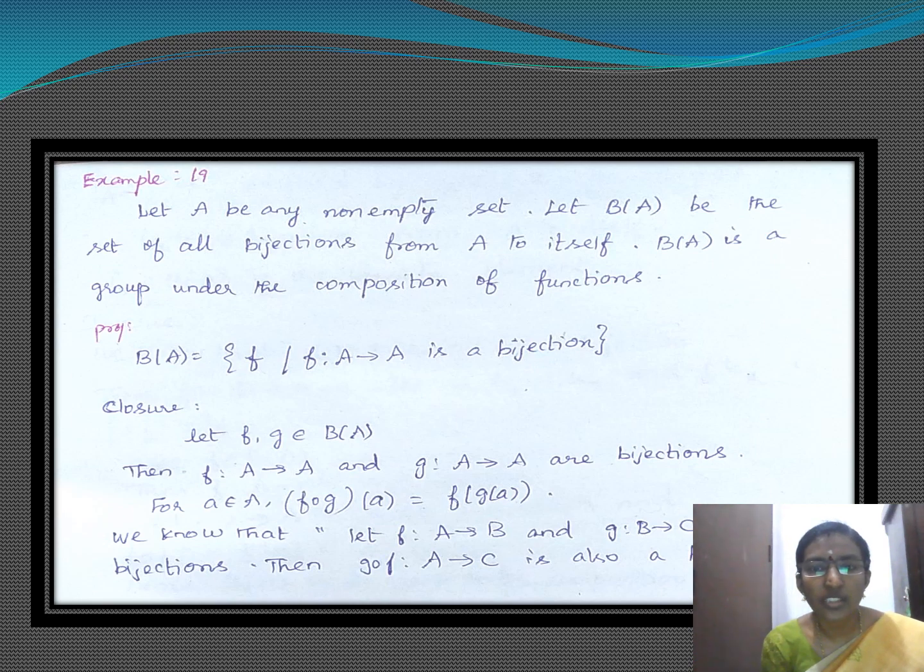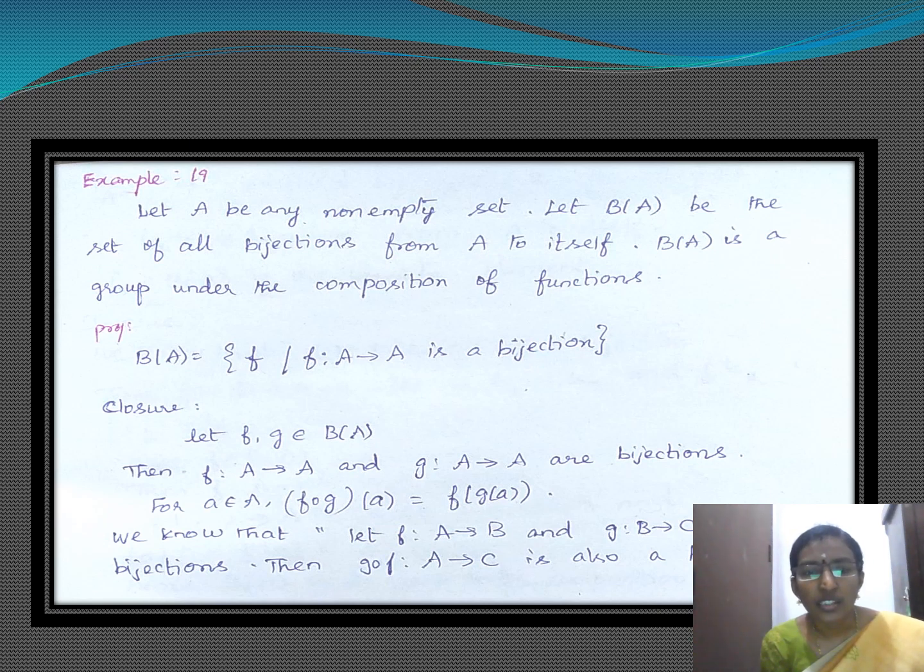Let me start with the first example. Let A be any non-empty set and B(A) be the set of all bijections from A to itself. That is, B(A) equals the set of all f such that f from A to A is a bijection. First, let me prove star, the composition of functions, becomes a binary operation on this set B(A).